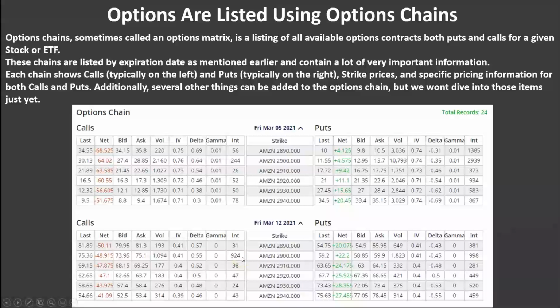Each chain will show calls. Typically, maybe not always, but typically on the left, you will find your calls, and you'll see your puts on the right side. Strike prices will be contained on these options chains as well, and there will be specific pricing information for both calls and puts. So you're going to have your bid price and your ask price. There's going to be a volume. There's going to be implied volatility. There's going to be delta, gamma. There's open interest. There's a number of these columns.